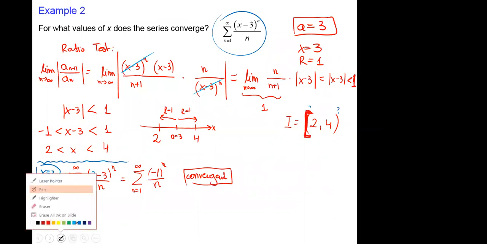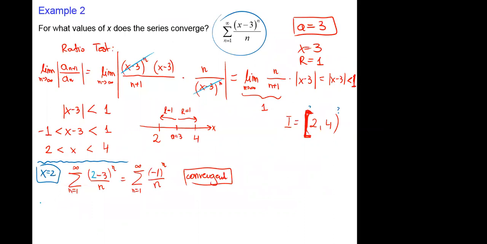Okay, and let's do the same for 4. Oh, different shade. The sum from 1 to infinity, 4 minus 3 to the power of n over n.